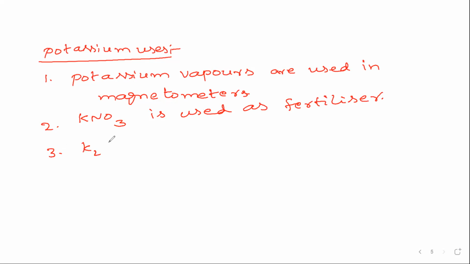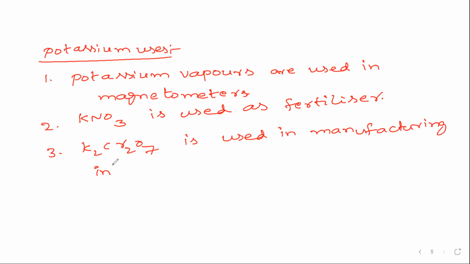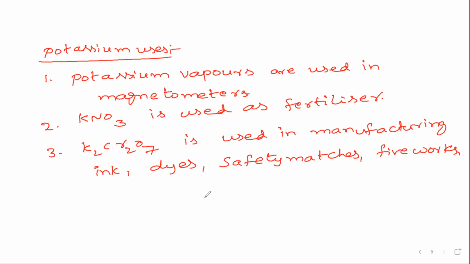Third one, potassium dichromate is used in manufacturing ink, dyes, safety matches, fireworks, tanning of leather, etc. So these are the main important uses of potassium.